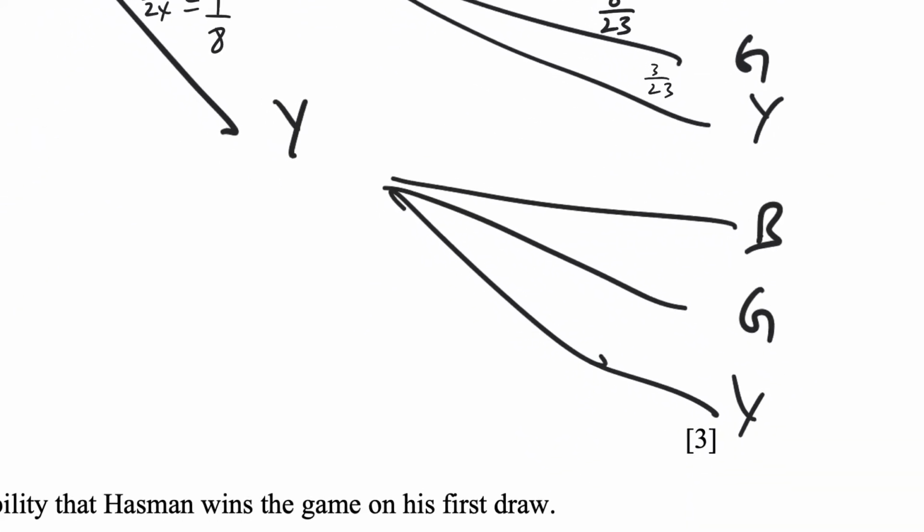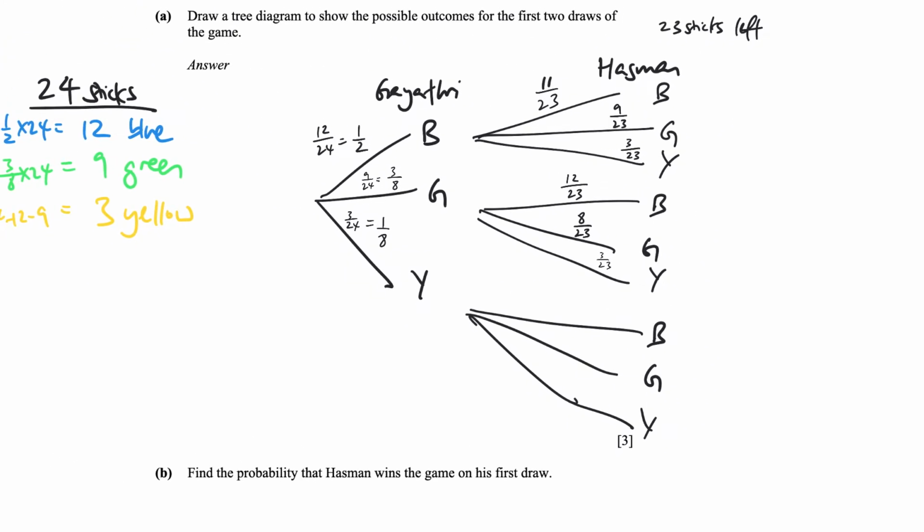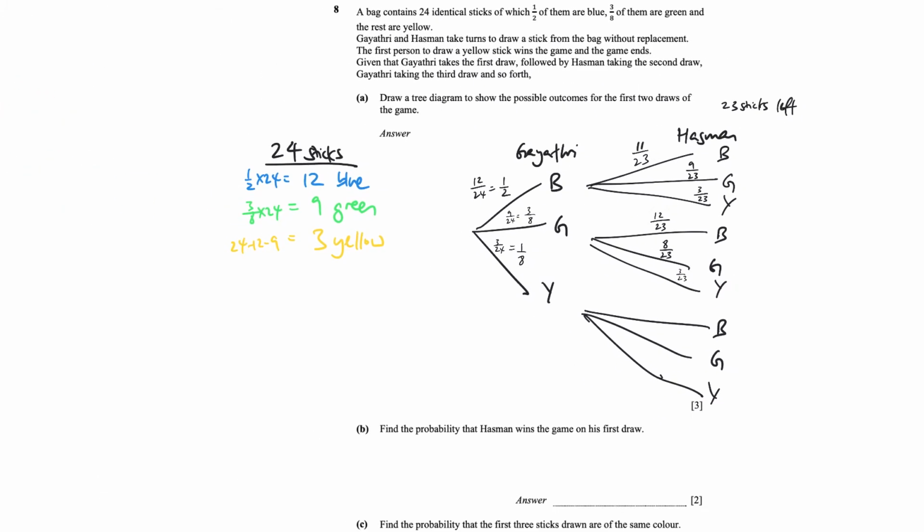And then we do the last one. If Gayatri drew a yellow for the first round, then the yellow will be dropping from 3 to 2. But wait, if Gayatri drew a yellow for the first round, what happens? The first person to draw a yellow stick wins the game. That means, too bad, if Gayatri draws a yellow, he wins the game. That's it. This doesn't exist at all. So that's it.